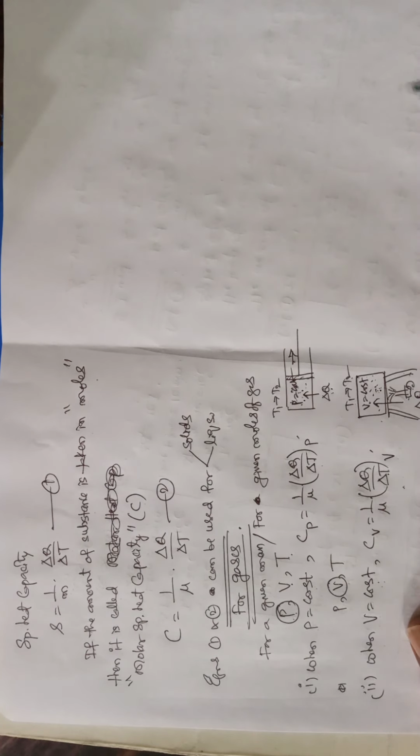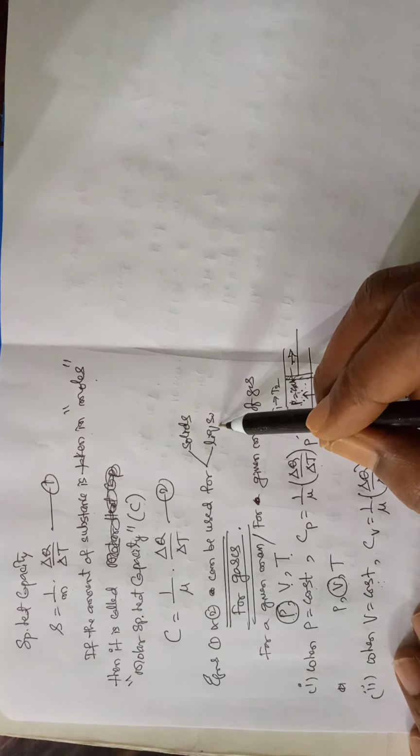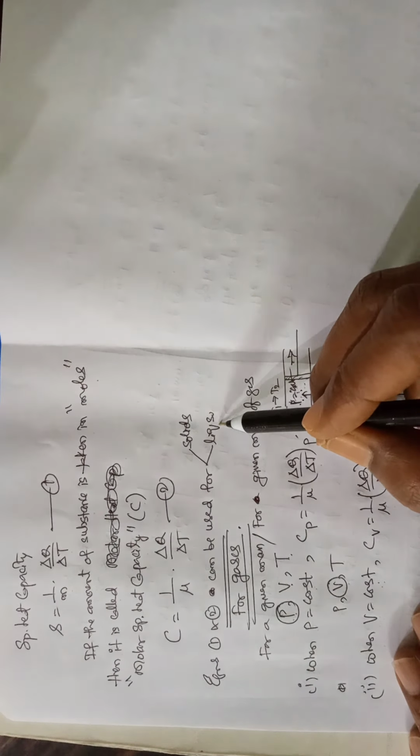So anyhow, solids have a single specific heat capacity, liquids have a single specific heat capacity, but each gas has two types of specific heat capacities. One is at constant pressure, another is at constant volume.